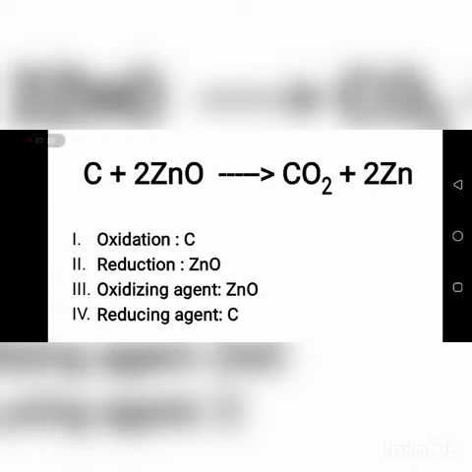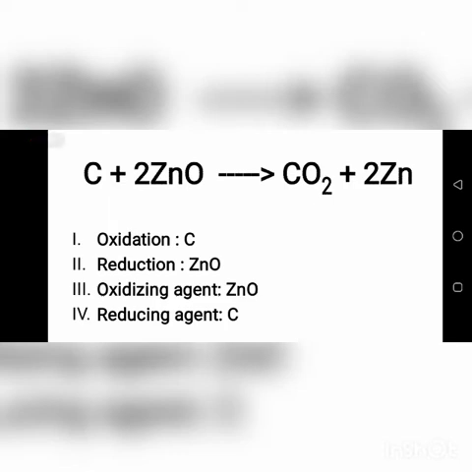Very easy. We look at zinc oxide at the reactant side. Zinc oxide at the reactant side has oxygen. When it gets to the product, the oxygen has been removed. And we said reduction is the removal of oxygen from a substance. That shows that zinc oxide is undergoing reduction.